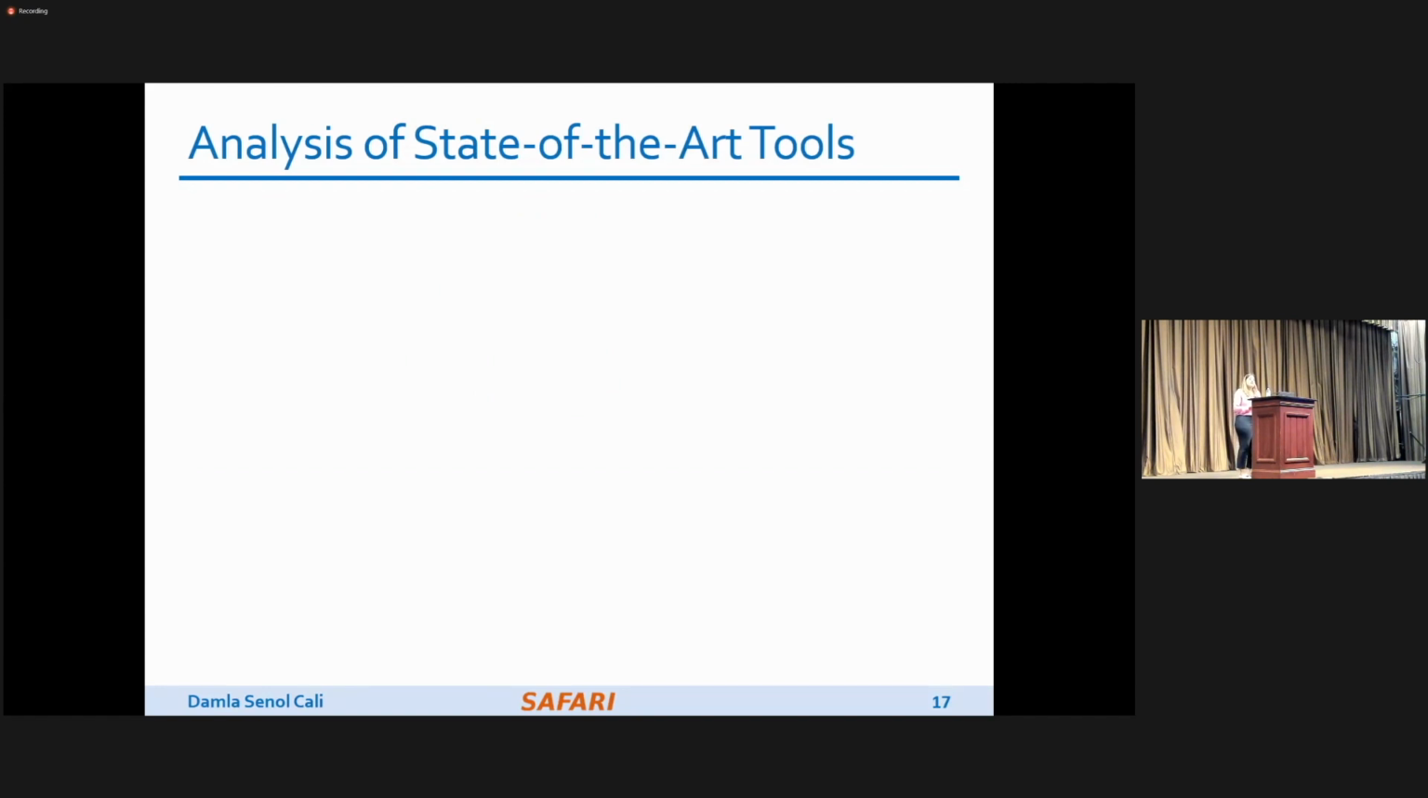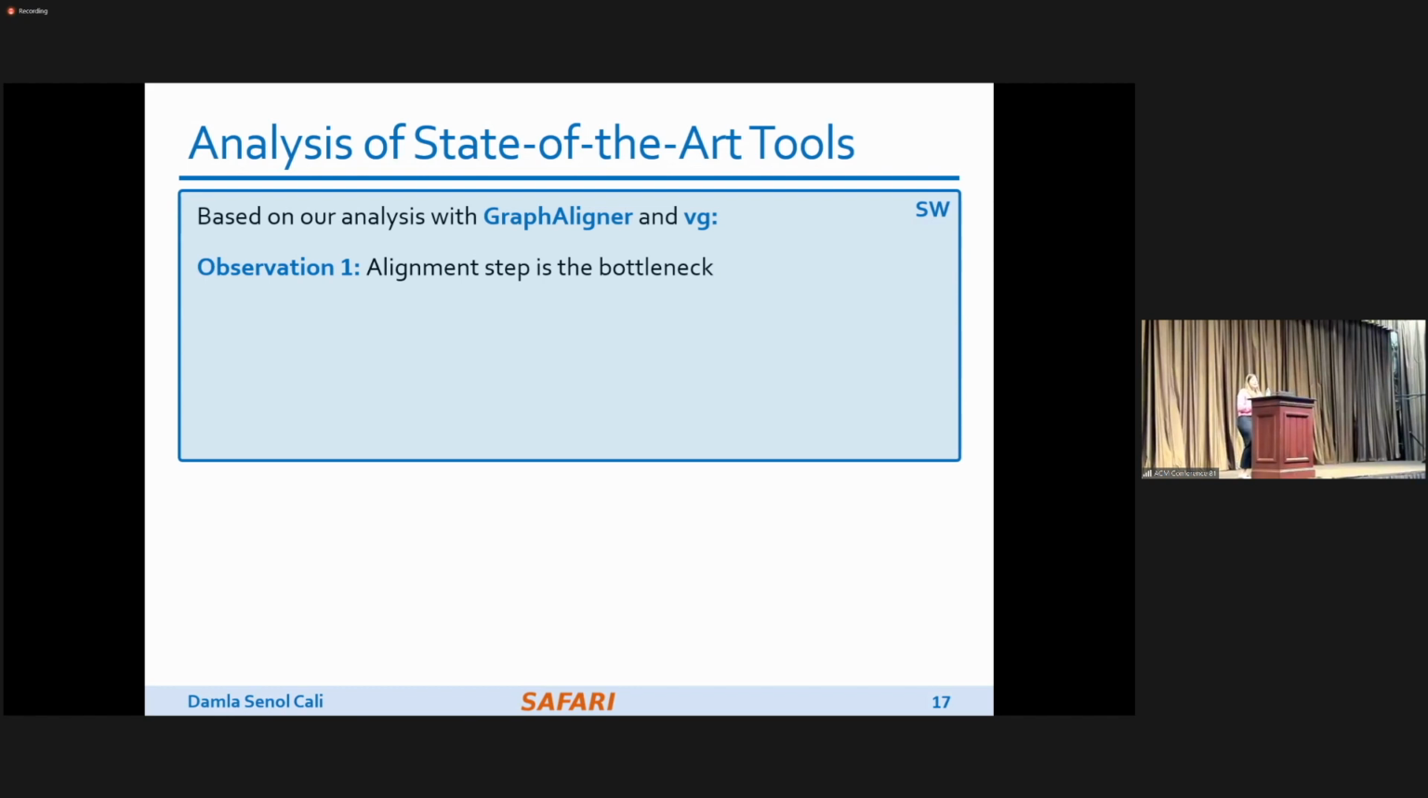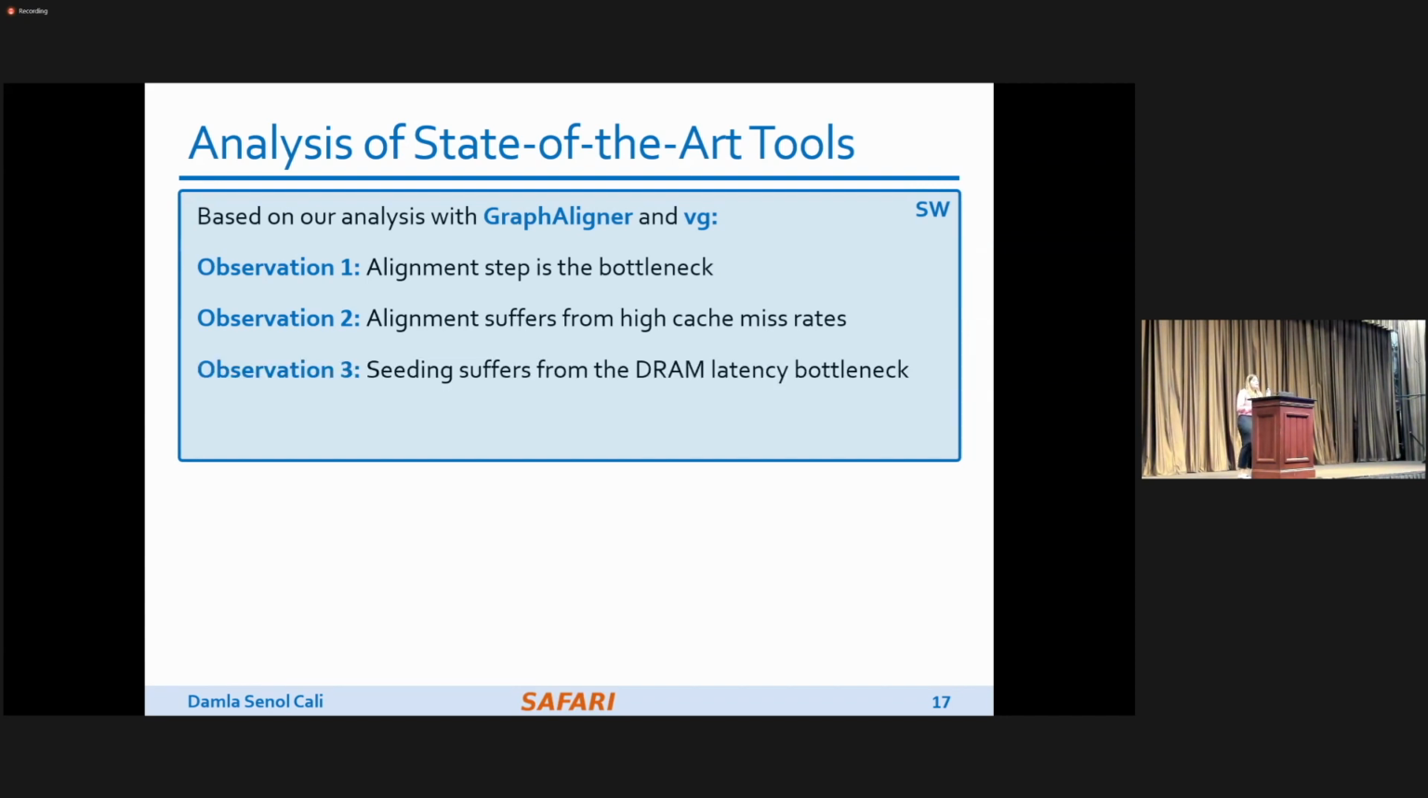In order to further understand the performance bottlenecks of the state-of-the-art sequence to graph mapping tools, we rigorously analyze 2 such tools, GraphAligner and VG, and we make 4 key observations. First, among the 3 online steps of the read mapping pipeline, alignment constitutes the majority of the end-to-end execution, plus it is even more expensive than its counterpart in the sequence-to-sequence mapping pipeline. Second, this alignment step suffers from high cache miss rates because we are generating and reusing a lot of internal data. And third, the seeding step suffers from the DRAM latency bottleneck because we are doing a lot of irregular memory accesses to the main memory. And fourth, both of the tools scale sublinearly.